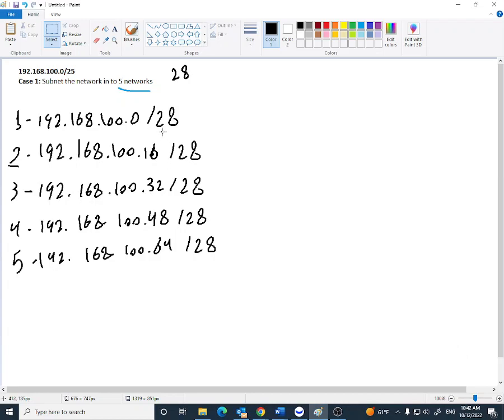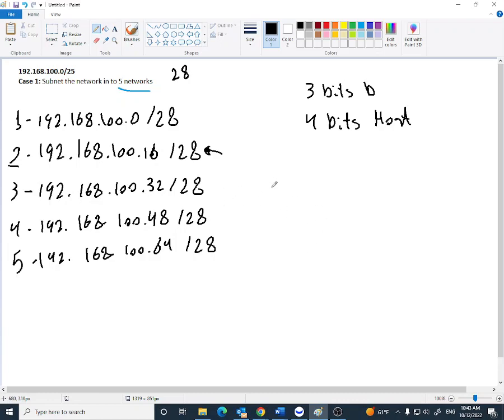I'm going to take one of those networks, let's say this one here, to show you more information about it. So number one, I borrowed 3 bits. That's how many bits I borrowed. Previously it was 25, now I borrowed and it's 28. That simply means, how many bits are left for the host? Since I already have 1 and then 3, that's 4. So 4 bits are left for the host. This is how many bits I borrowed, and this is how many bits are left for the host.